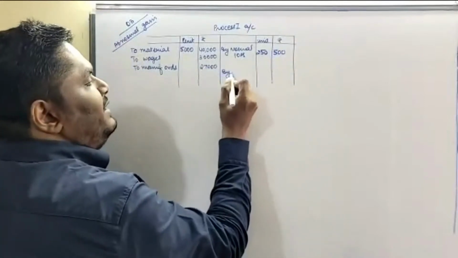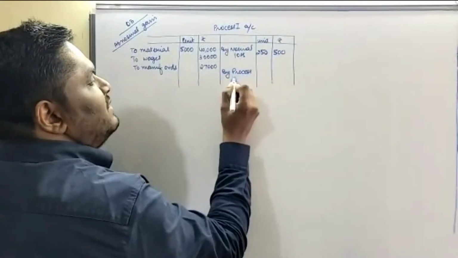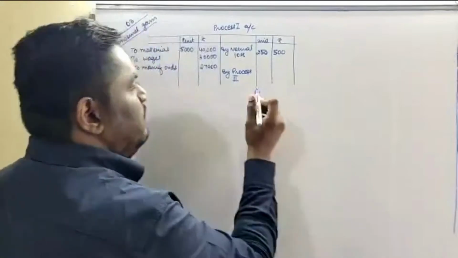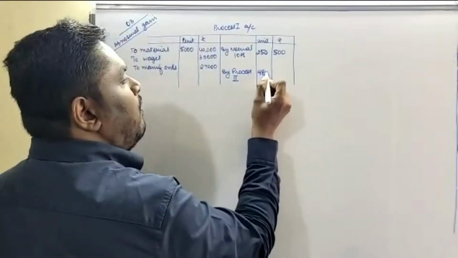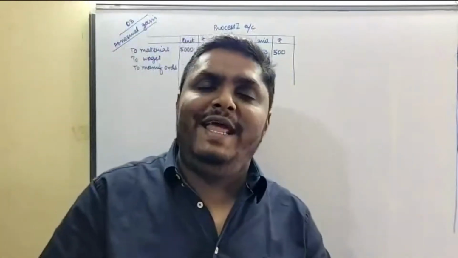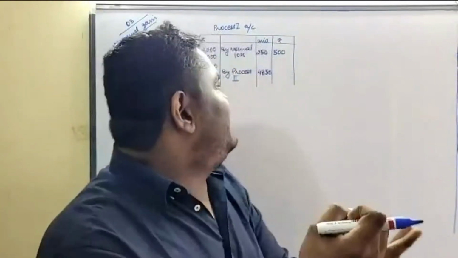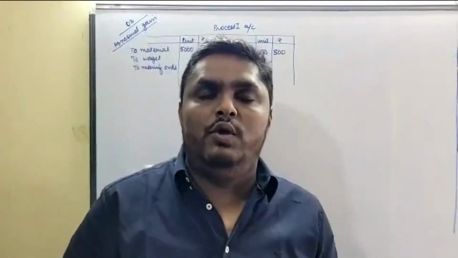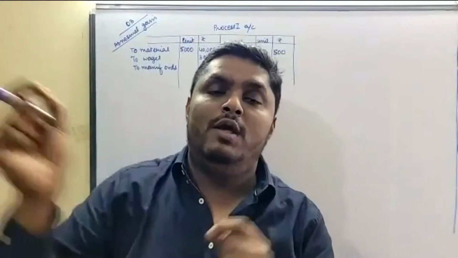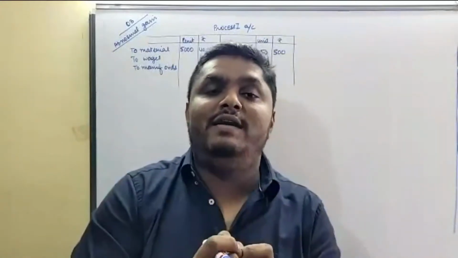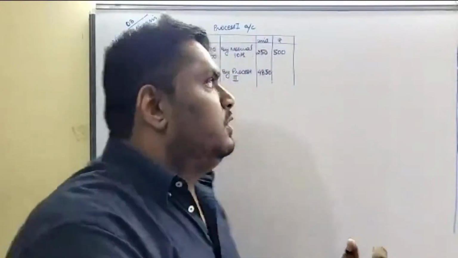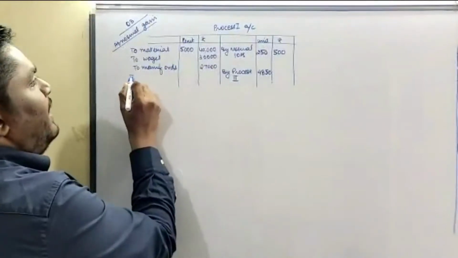Herein my output that is transferred to the next process is 4850. So herein I was expecting an output of 5000 minus 250, that is 4750 units. However, my actual output is more than my expected output. My actual output is 4850 units. That is 100 units more than what I expected. So these 100 units are what? My abnormal gain.